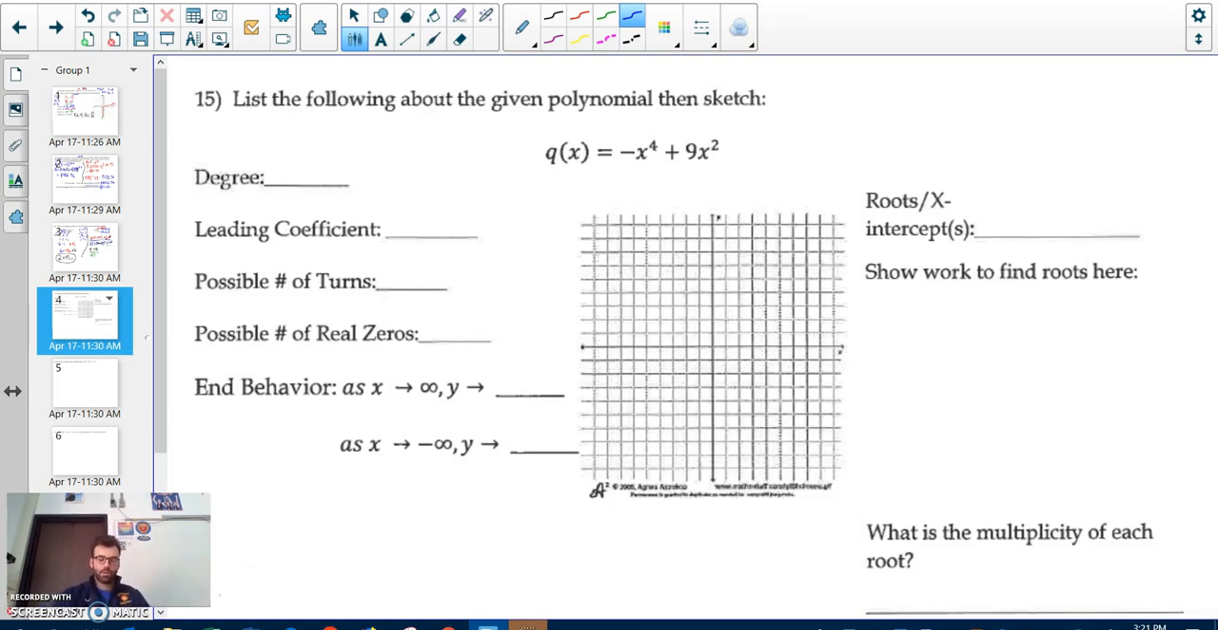And we're back. Okay, let's talk to it. We are doing number 15. Isn't that right? Yeah, 15. Okay, let's start with number 15.